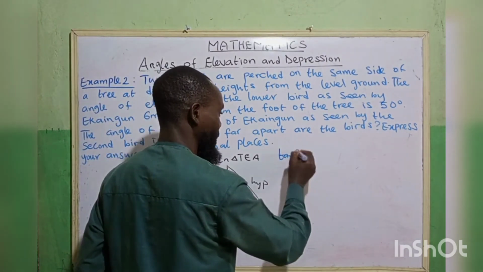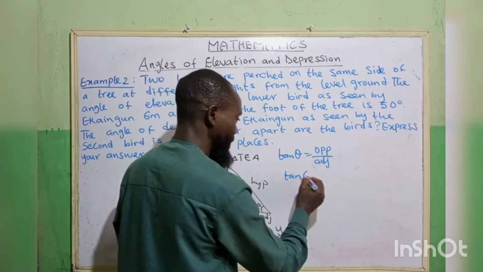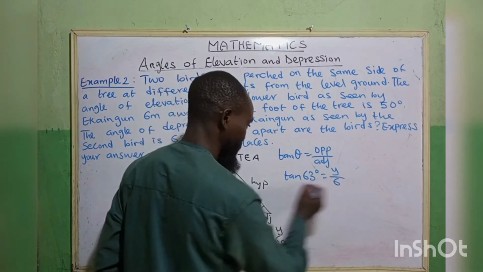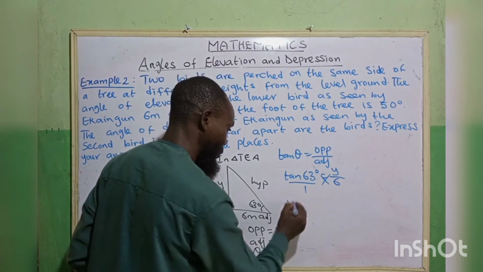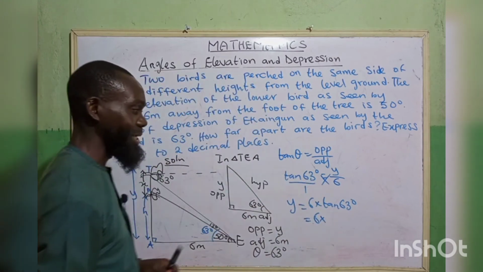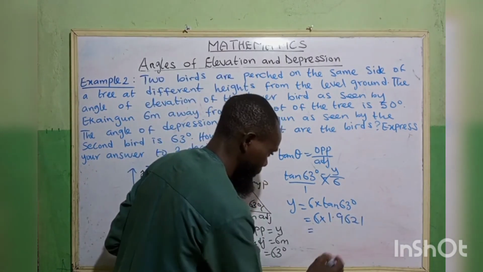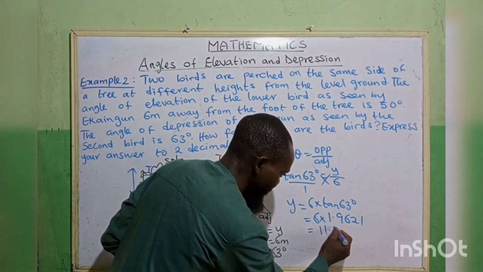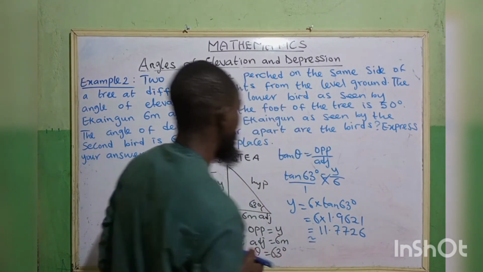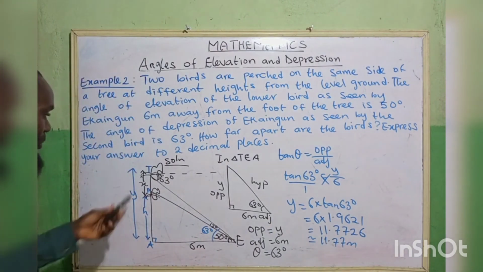So I'm going to make use of tan as usual. Tan theta equals opposite over adjacent. What is my theta? 63 degrees. Opposite y over adjacent 6, let's say over 1. Cross multiply. y times 1, y equals 6 multiplied by tan 63 degrees. Let's check for our tan 63 degrees. We have 1.9621. So when we multiply, we have 11.7726, which we can approximate to 2 decimal places. We have 11.77 meters.